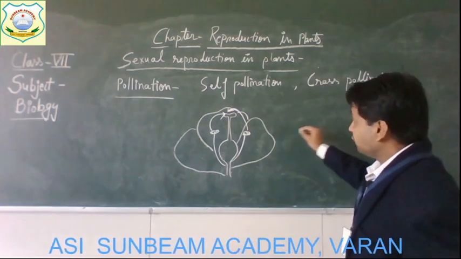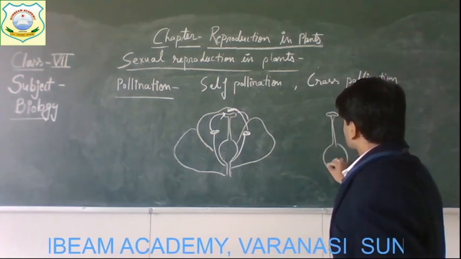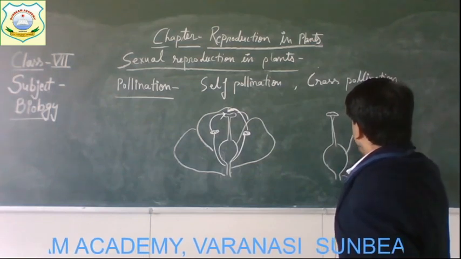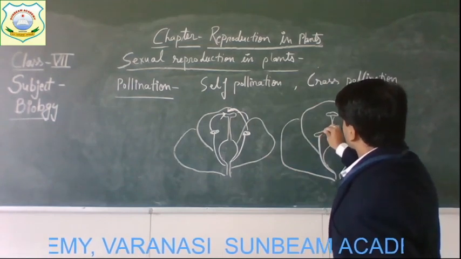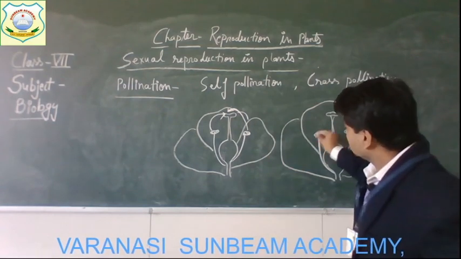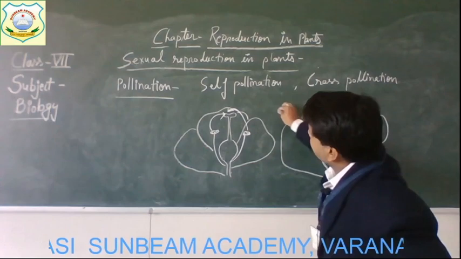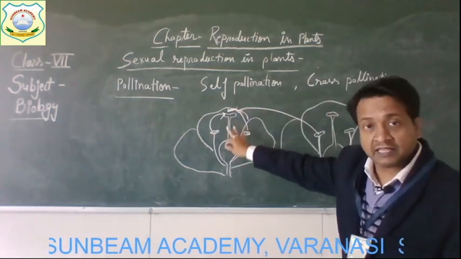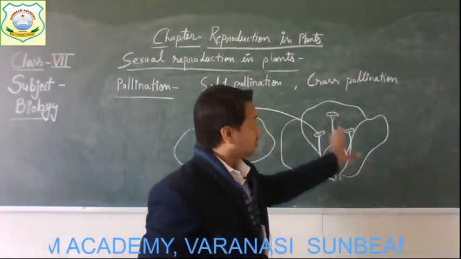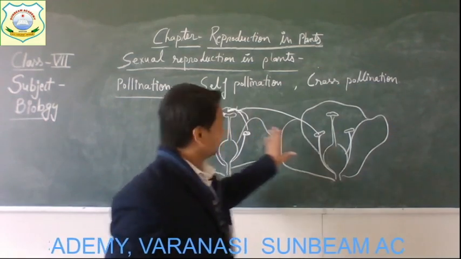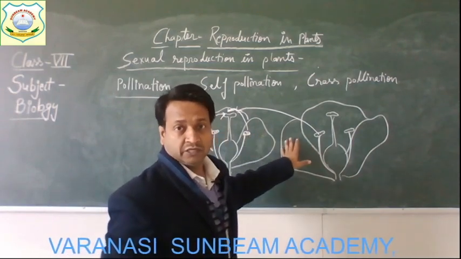And if this transfer of pollen grains occurs from one flower to the stigma of another flower of the same kind, such a pollination is termed cross-pollination. Clear, children? This is the example of self-pollination and this is the example of cross-pollination.